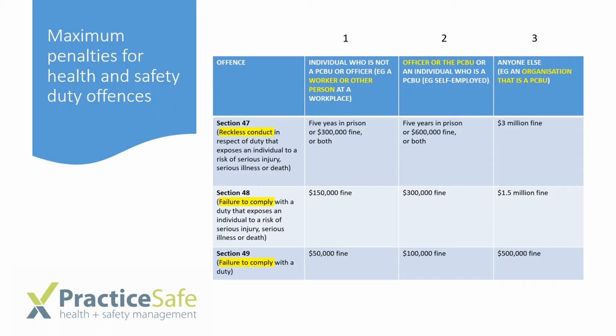And finally, a failure to comply with a duty. Now here, unlike the other two, there's no need to prove anyone was exposed to serious injury or illness. However, the penalties are still quite substantial. For workers, a $50,000 fine. PCBUs or officers, if they're sole traders, $100,000, and large organisations, $500,000.